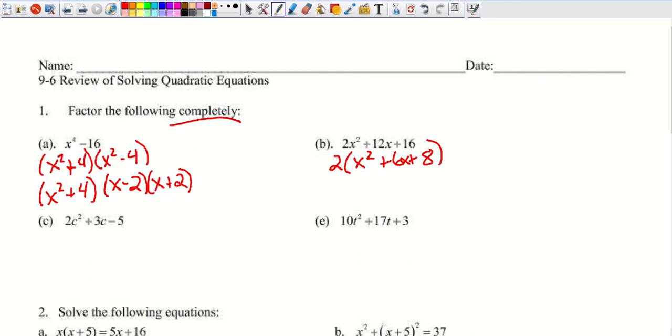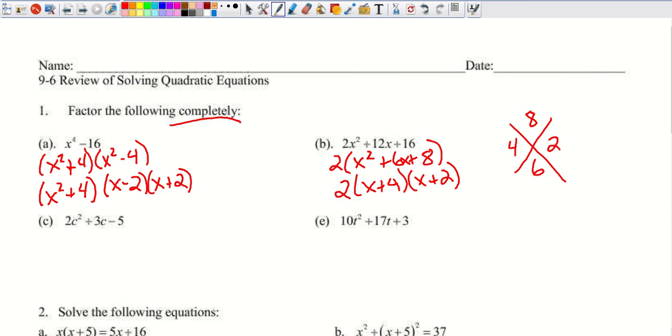And then once again, we still can factor the inside, so we have to keep going. The factors of 8 that add to 6 are going to be 4 and 2. So this is going to be x plus 4 and then x plus 2. And then that x has to stay in front so that we're factored completely.